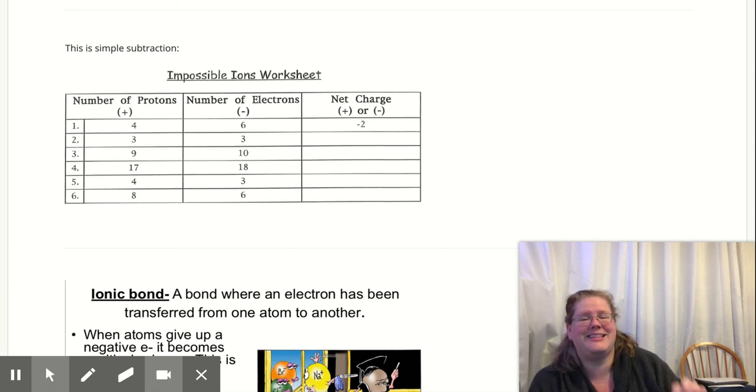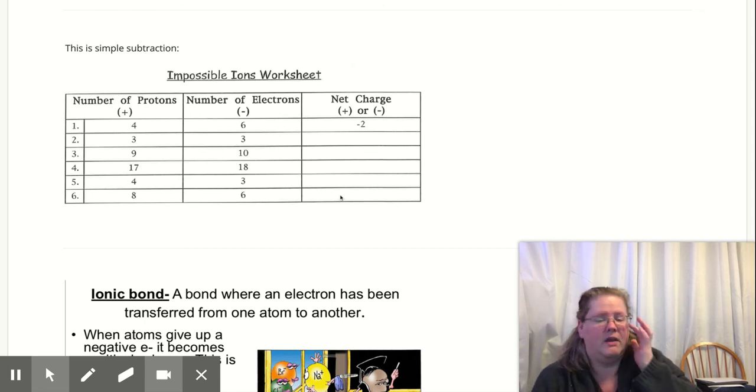And actually we say it that way. We actually say 1 minus or 2 plus or whatever. We say the charge after. 4 positive, 3 negative. 4 minus 3 is a 1 plus charge. 8 positive minus 6 negative is a 2 plus charge.